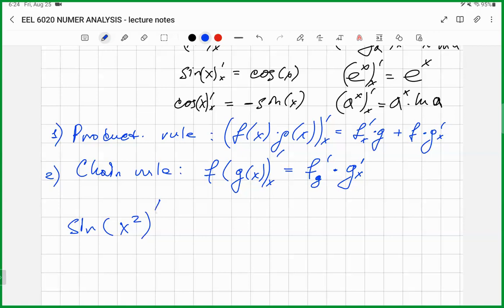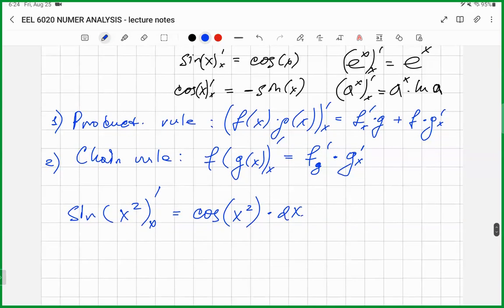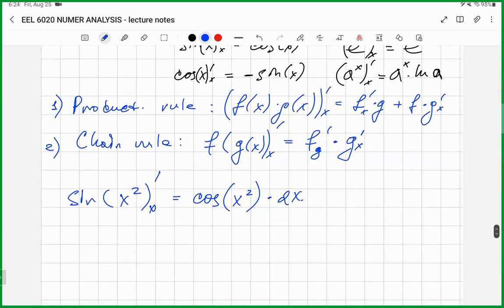So for example, applying this to take the derivative by x, what do we get? The derivative of sine by its argument is cosine, so we write cosine of x squared, and then we multiply this by the derivative of the function x squared by x, which is 2x. This is the application of the chain rule.